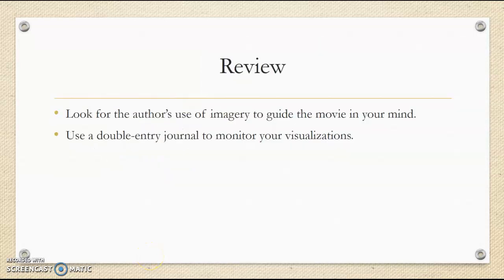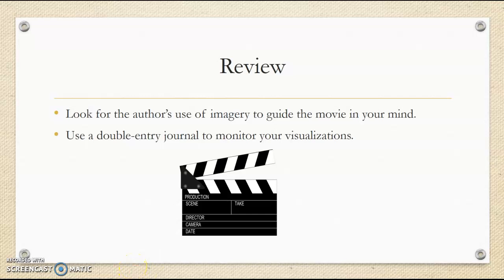Okay, so a quick review of what we did here today. Look for the author's use of imagery to guide the movie in your mind. So pay attention to the way the author describes things: colors, smells, sounds, using all your senses. Use a double entry journal to monitor your visualizations. Now, if you're reading casually on your own, you probably just want to pay attention to that. But if you're having to read something for school, that's a good idea to create a T-chart. Okay, and that wraps up our lesson on visualizing and using the T-chart. All right, great.